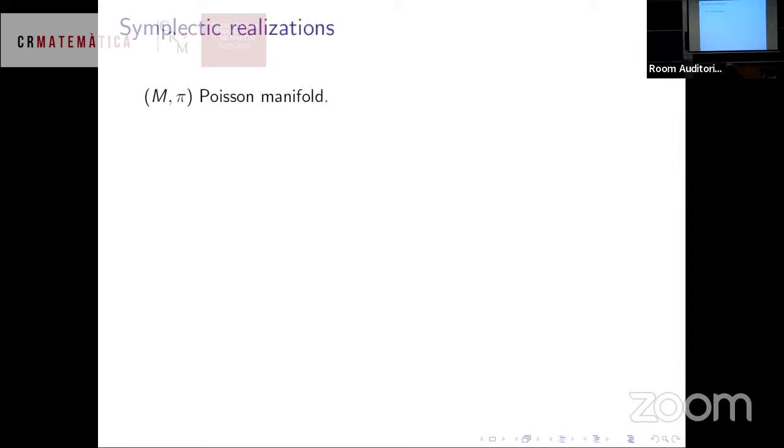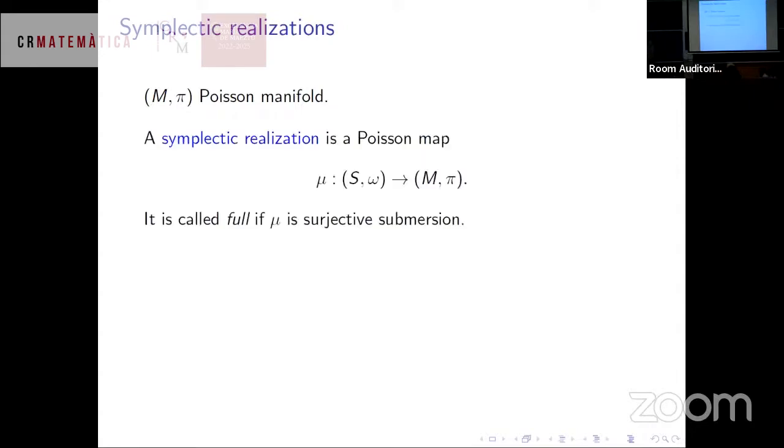So let me start then with this problem of symplectic realizations. The starting point is a Poisson manifold, and the definition is the following. A symplectic realization of a Poisson manifold is just a Poisson map from a symplectic manifold to it. Okay, and I'll call it full if this map is a surjective submersion.